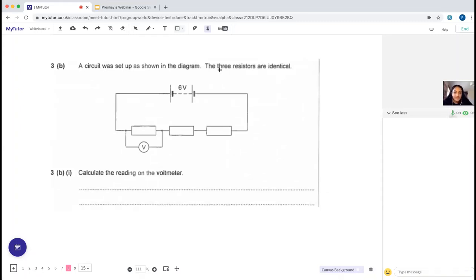Well, if the 3 resistors are identical, then the voltage must be shared equally between all 3 resistors. That means we must have 6 divided by 3 different components. And we know that 6 divided by 3 is 2. So you're absolutely correct. There'll be 2 volts in each resistor. So 2 volts, 2 volts, 2 volts. If you've got 2 volts, well done.